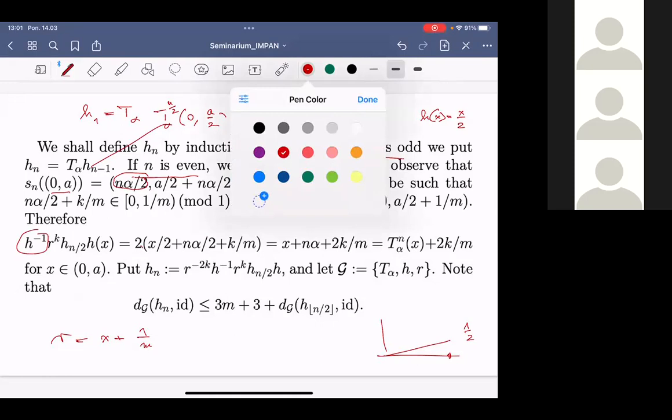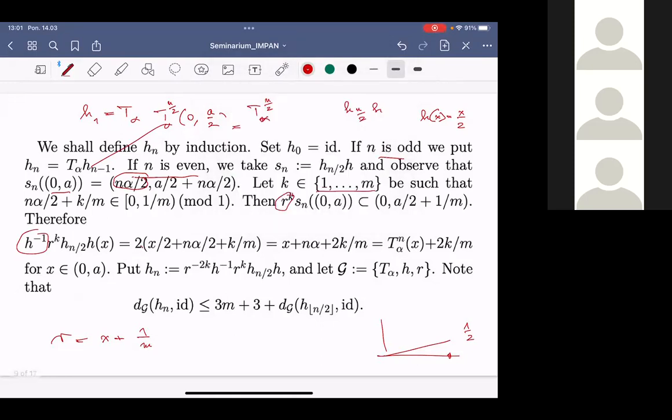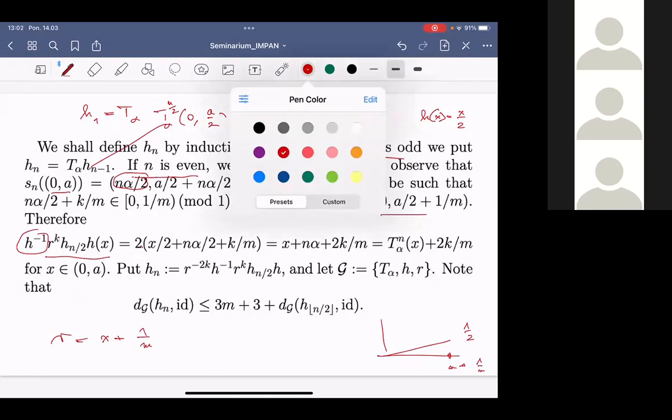I don't know how to switch off this. Okay, so if we take this and we take h inverse to this, so the formula for h inverse is 2x because it was x half. It was on the interval a plus 1 over n, the formula for h of x was 1/2. And therefore, the inverse of this is just 2x.